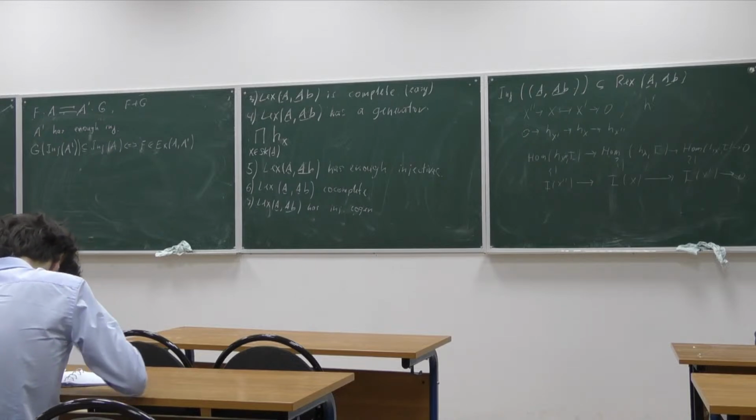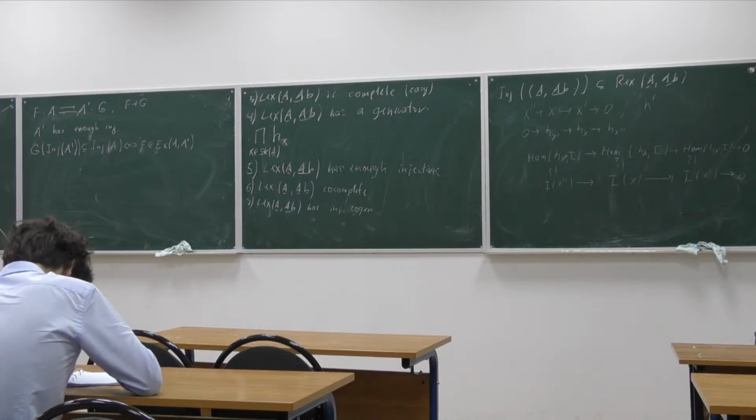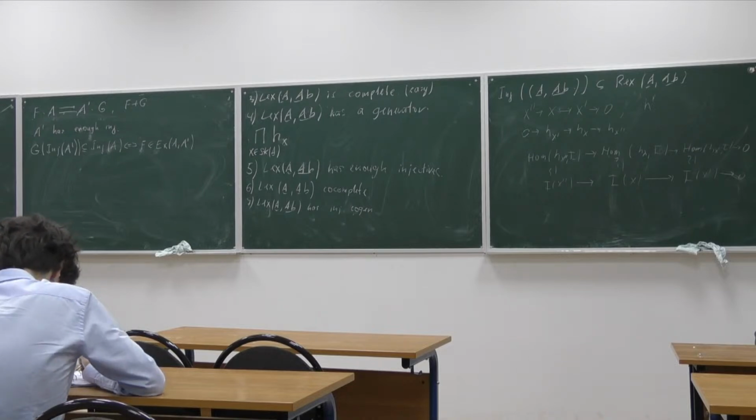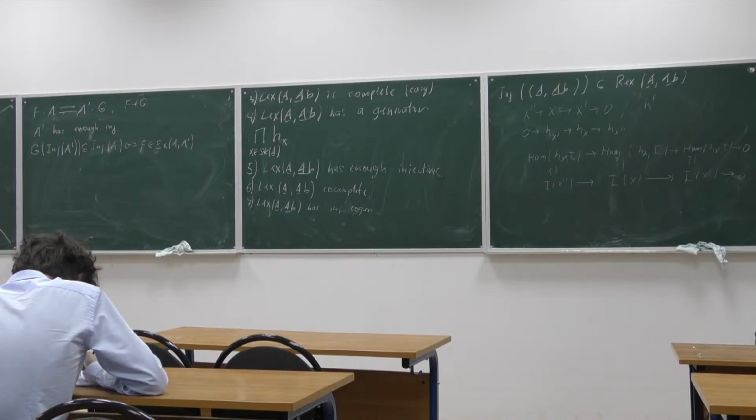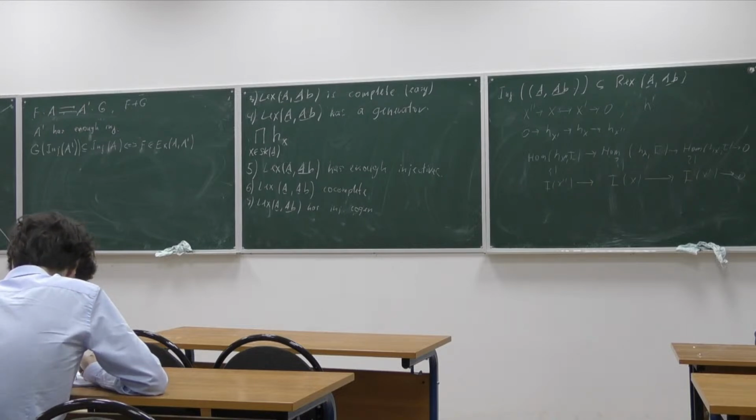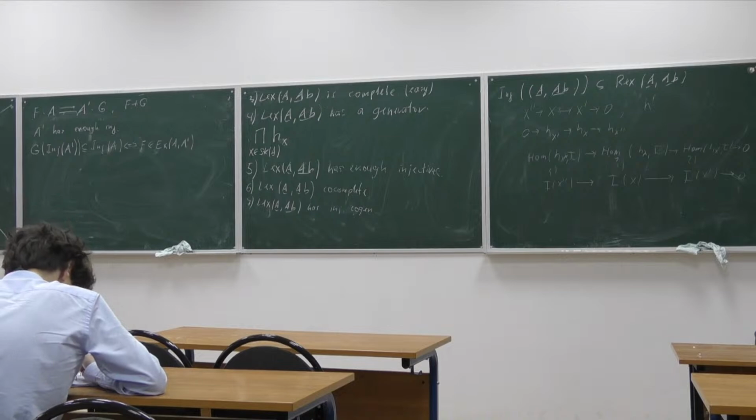The arrow from the right to the left. Yeah. It's kind of an easy observation. We just need to write that the functors are adjoint, that's all. In the other direction, it's not so easy.